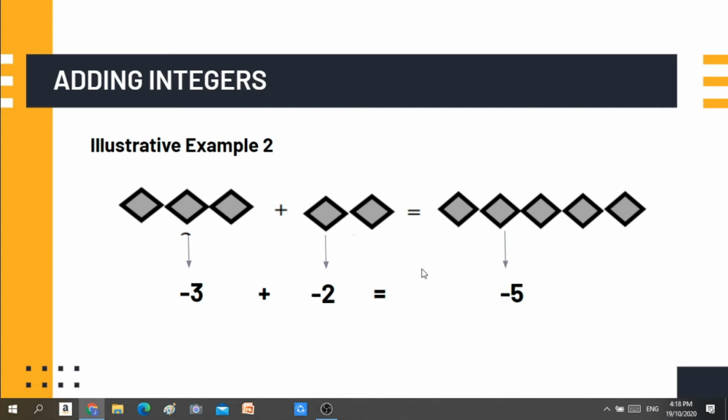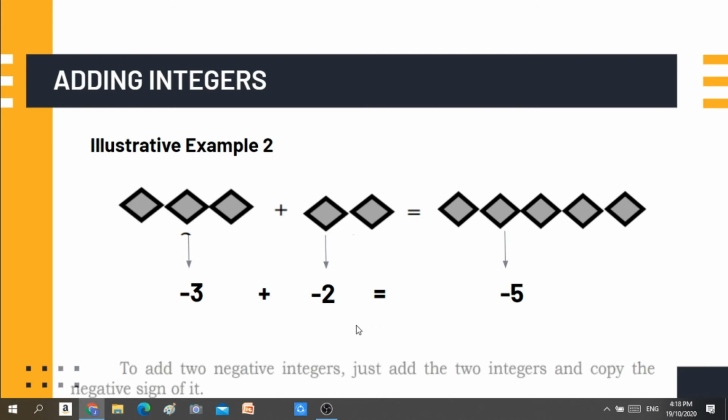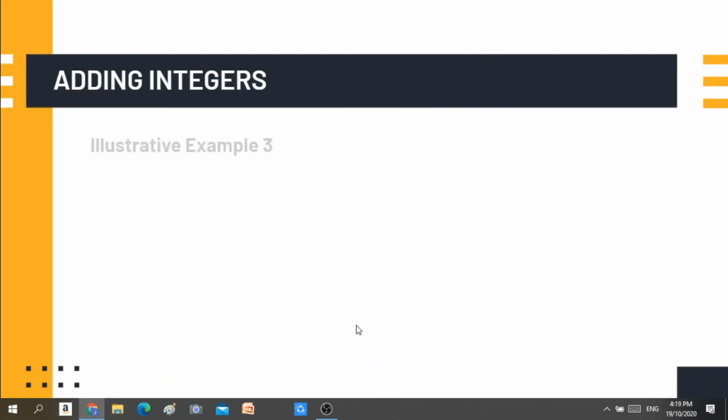Okay? Pag tinanong ko kayo, what's negative 2 plus negative 2? That's negative 4. If I'm gonna ask you negative 3 plus negative 1, that's -4. Just add the integers and then copy the negative sign if both negative. Okay? Next, what if I have here different sign?